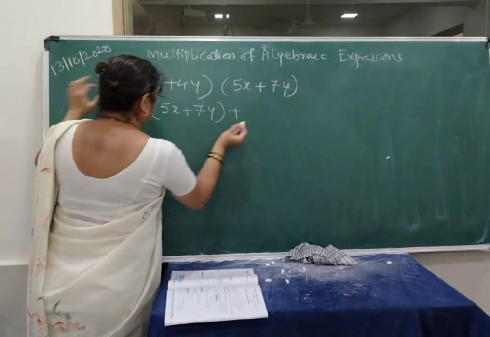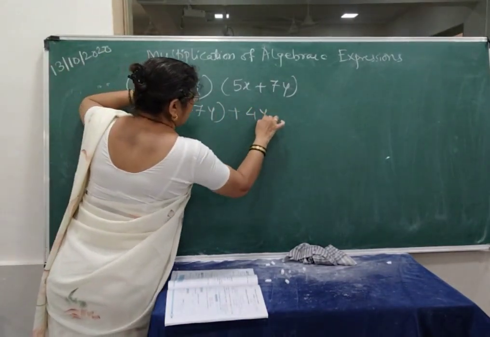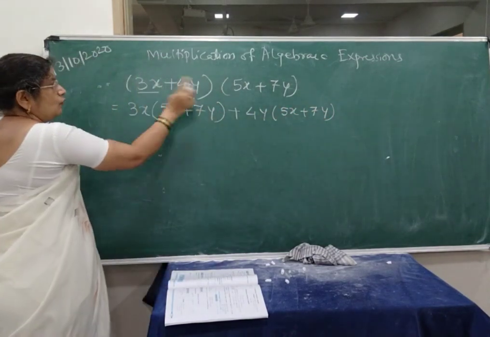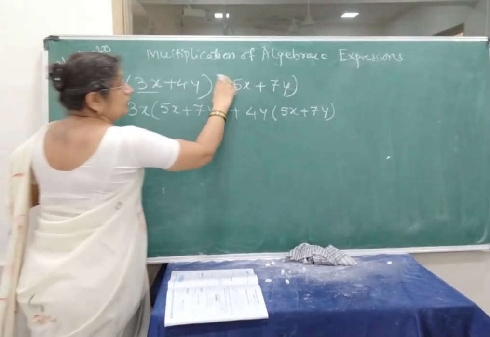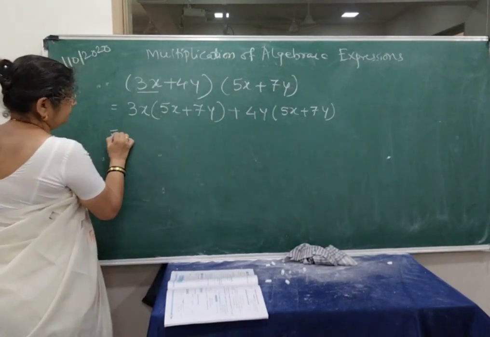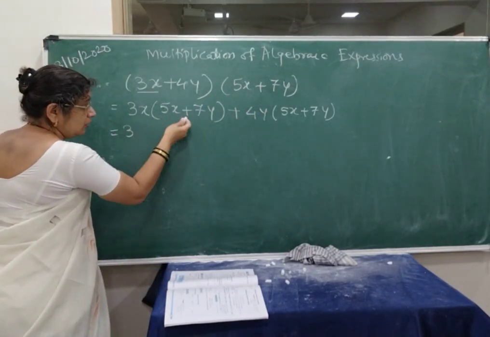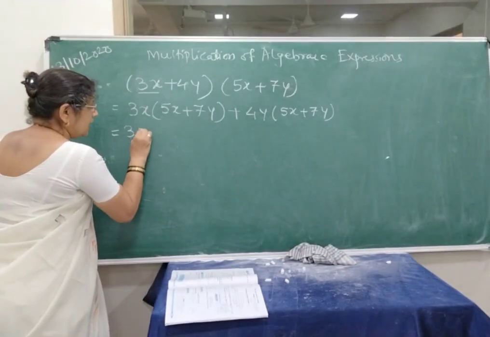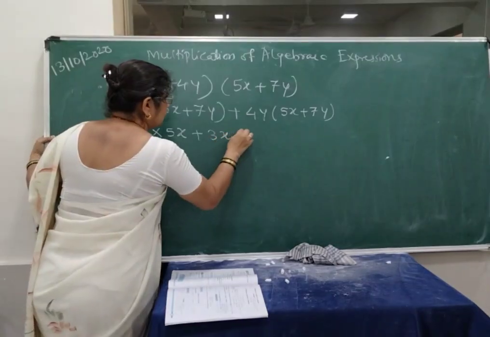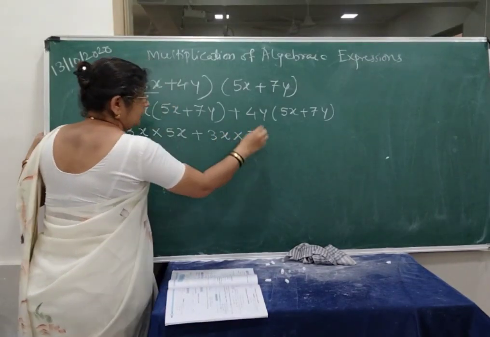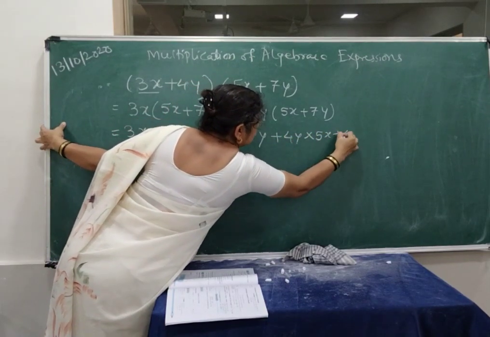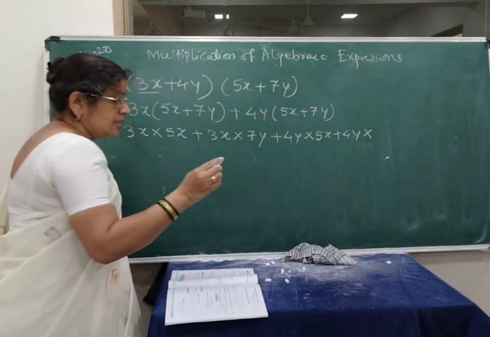Plus, now I am taking the second, 4y into 5x plus 7y. It means I am taking one term, 3x, and multiplying it with this, plus 4y into this. Now I will open the bracket. So when we are opening: 3x into 5x plus 3x into 7y plus 4y into 5x plus 4y into 7y.